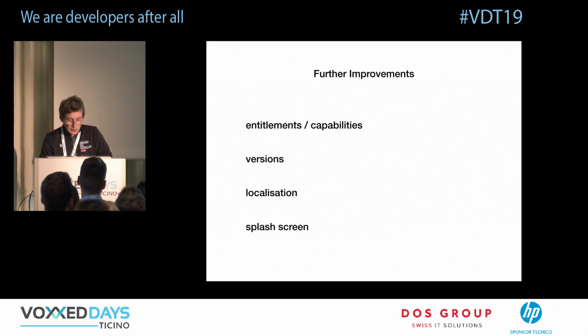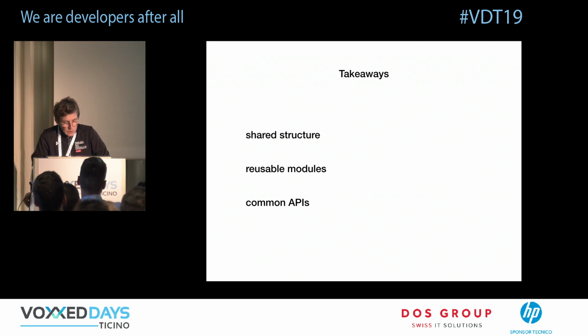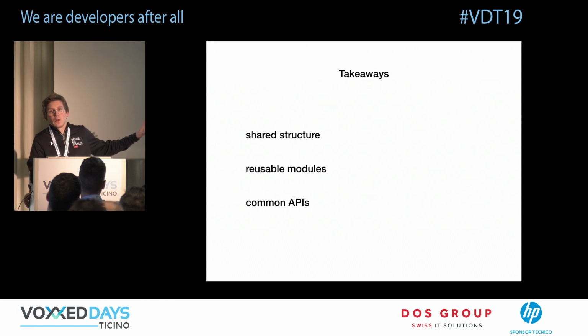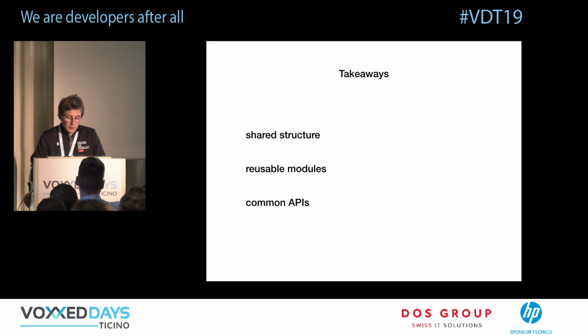And some takeaways. The whitelabel framework is really good for applications that share a common structure. In our case, that would be the navigation system. They are great if we have reusable modules, in our case the events and museum tabs, and if they share a common API. Otherwise, it will be difficult to handle all that stuff.